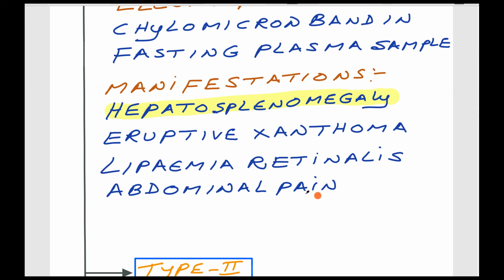What are xanthomas? The deposition of lipids in subcutaneous tissue leads to xanthomas. These are eruptive, small, itchy, yellow nodules associated with the deposition of triglycerides. They disappear when the lipid levels fall. So these are eruptive xanthoma. The next one is lipaemia retinalis, the deposition of lipids in the retina, and abdominal pain.